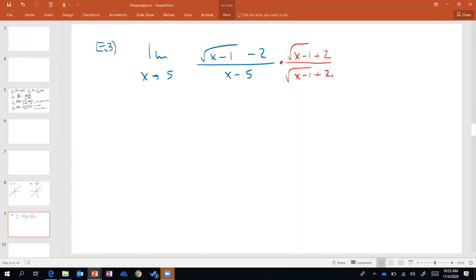Do you guys remember? Right, because then you get x minus 1 squared minus 4. Does it work all the time? No. It only works in very specific cases, which is right here. Multiply by the conjugate. You guys remember conjugate from algebra? Okay, let's see how this works.